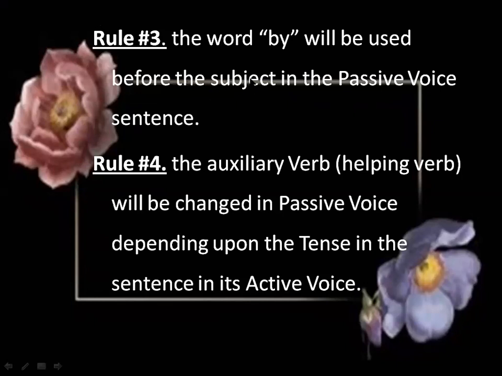When the subject is understood, then only you can omit by plus subject. Otherwise, when the subject is not understood, you cannot omit the subject. I will give you the example. Now rule number 4 is that the auxiliary verb, the helping verb, will be changed in the passive voice. Whatever tense we have used in the active voice sentence, we will use helping verbs in the passive voice according to that tense.